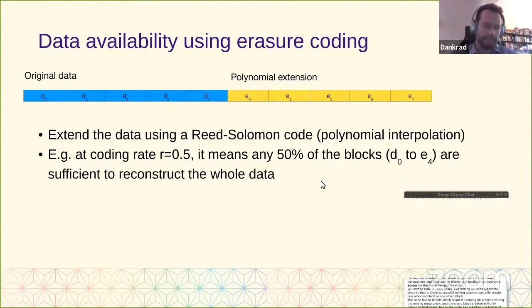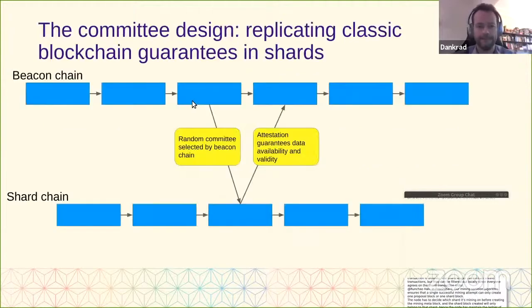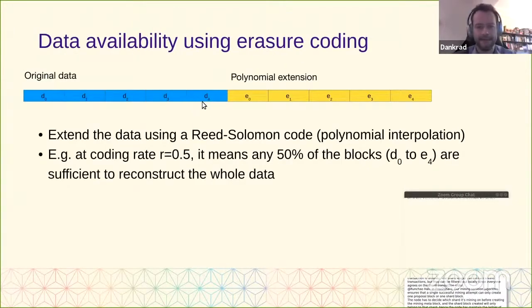Now, a kind of orthogonal approach is to ensure data availability via erasure coding. The idea behind erasure coding is this: we have some original blocks of data, for example here D0 to D4, and we extend it using a Reed-Solomon code, which basically means we extend it as a polynomial that's completely determined by the data on the left. So, for example, if we choose the coding rate 0.5, that would mean that if 50% of the blocks are available, then we can reconstruct the whole data from the available blocks.